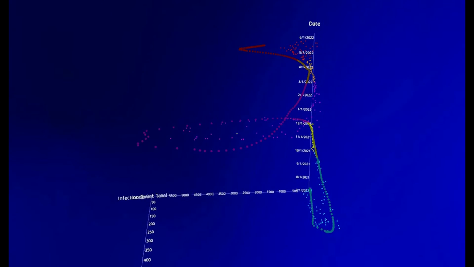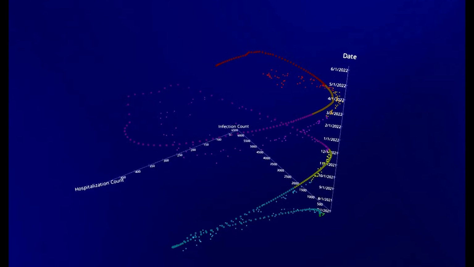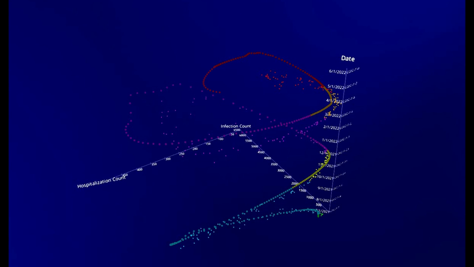Viewing it from the side angle, it'll look like this. Viewing it from the above angle will look like this.